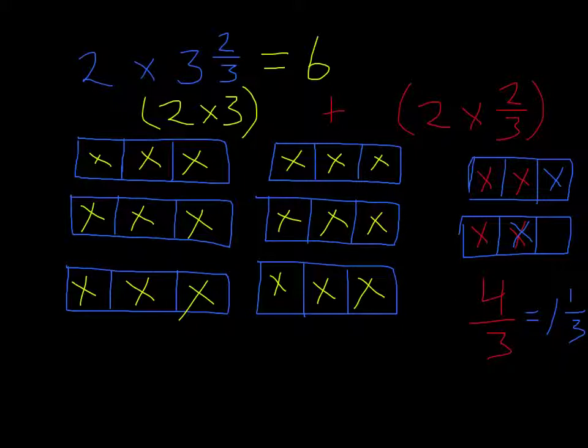Now we're not quite done yet. We have our 1 and 1/3 over here, and we have our 6 over here. So we need to add those together because we're supposed to add this number here to this number here. So we're going to take our 6.